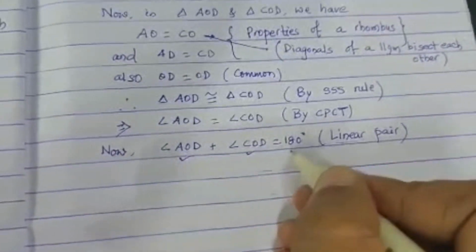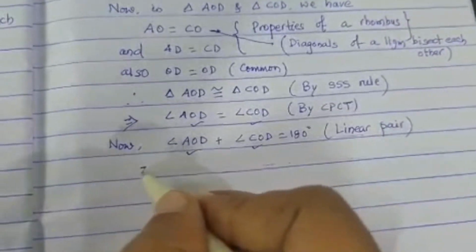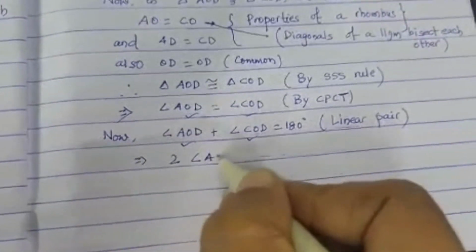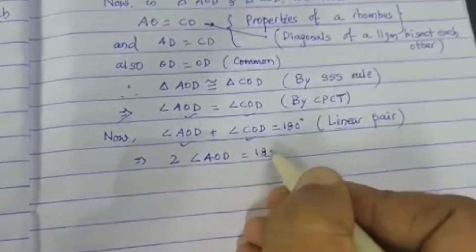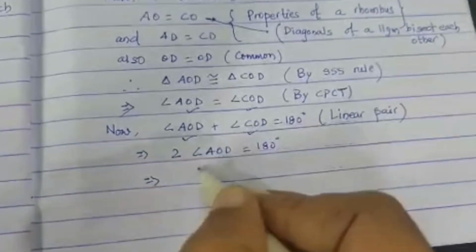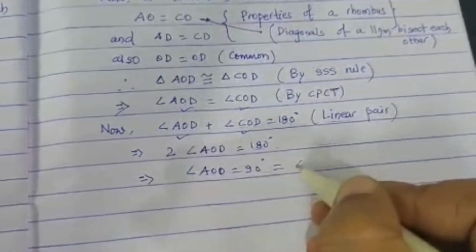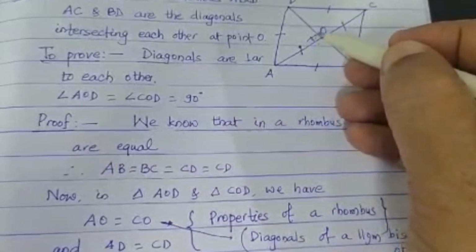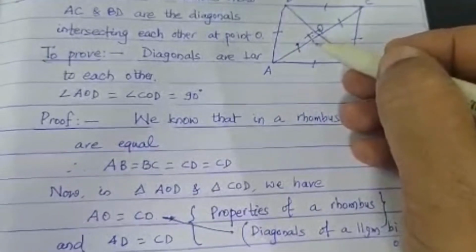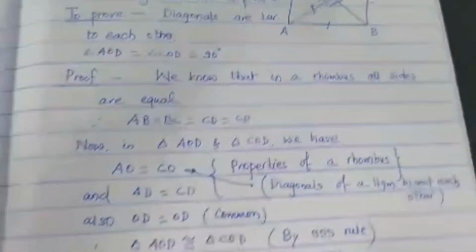So angle AOD plus angle COD is 180 degrees, and angle AOD is equal to angle COD. This implies twice angle AOD is equal to 180 degrees. This implies angle AOD is equal to 90 degrees, which is equal to angle COD. Now this angle is 90 degrees, this angle is also 90 degrees. Similarly, you can prove that this and this are all 90 degrees.